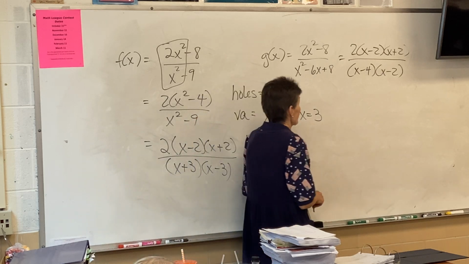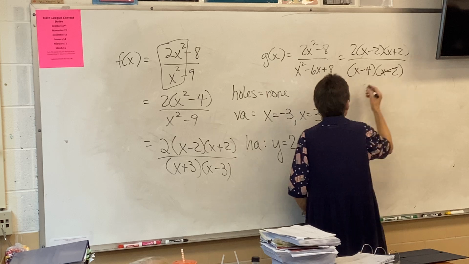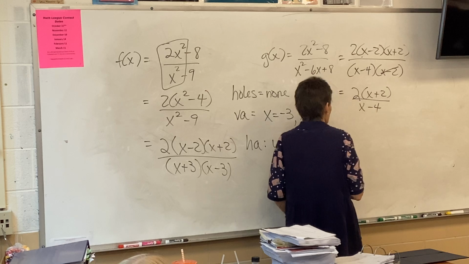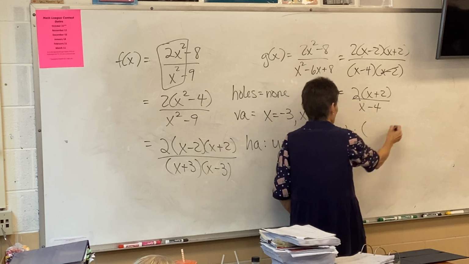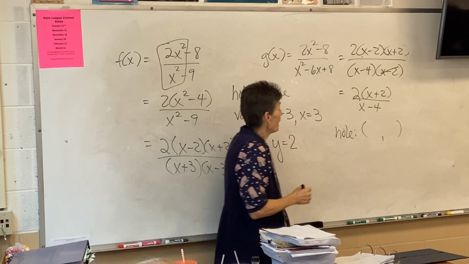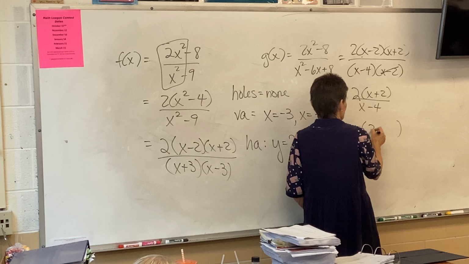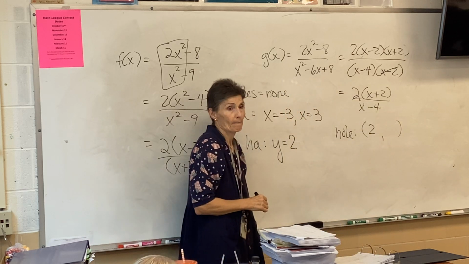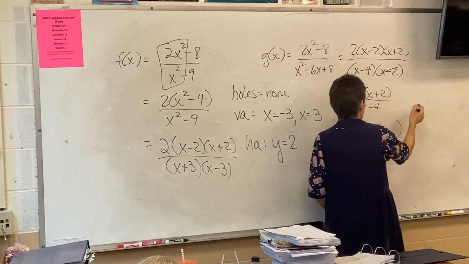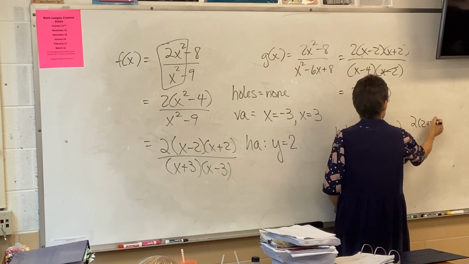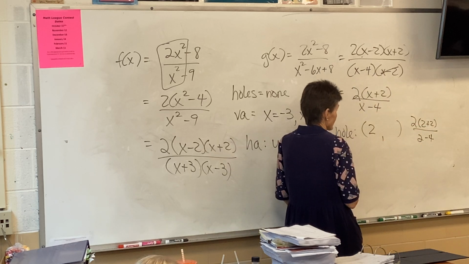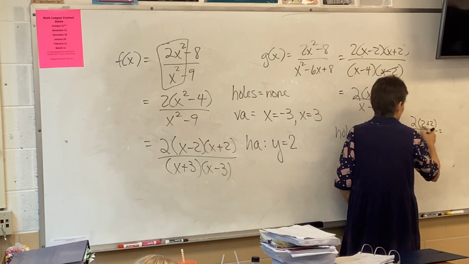Now, what is this? We can cancel this time. And that means we're going to have a hole. And the hole will be at wherever we canceled, which is where x is 2. And we're going to plug that in. So I have 2 times 2 plus 2 over 2 minus 4. I'm plugging 2 in for my x's. So it looks like my top is 2 times 4, 8.